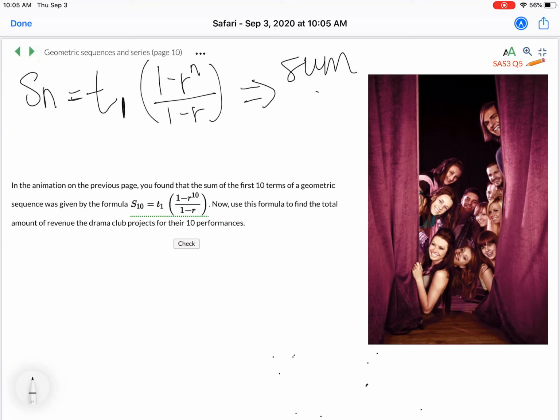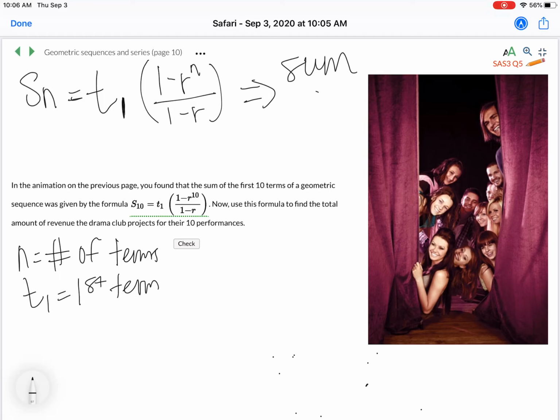So if you look, it says you found the sum of the 10 terms in the geometric sequence. Yes, we could go back and add up every single number. But we don't have time to do that. We don't like doing that. So for the arithmetic sequences, we learned the pair method, okay? Now, for geometric, there's a formula that we can use to plug in. So, n stands for number of terms.